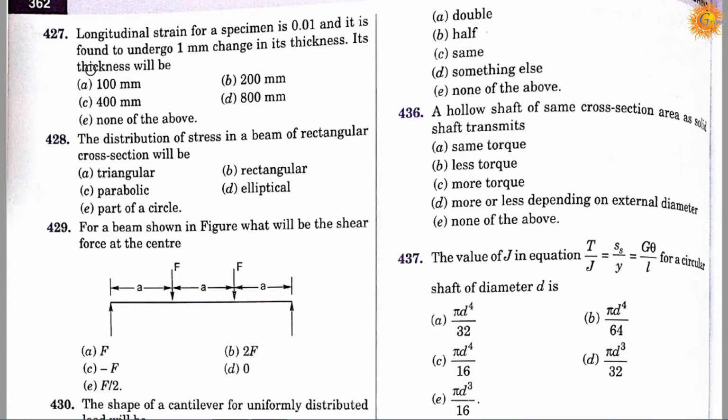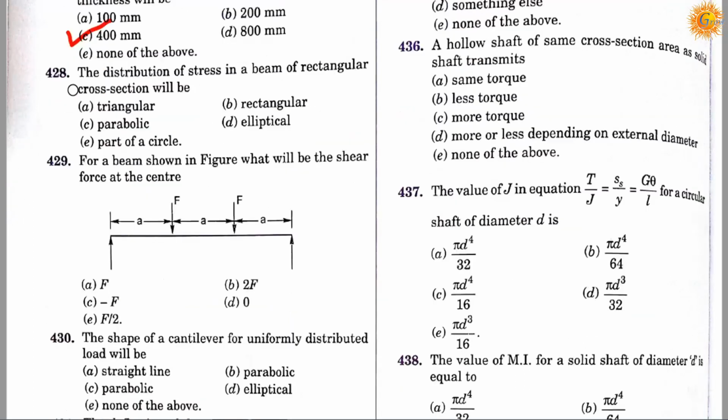Question number 427. Longitudinal strain for a specimen is 0.01 and it is found to undergo 1 mm change in its thickness. Its thickness will be option A 100 mm, option B 200 mm, option C 400 mm, option D 800 mm, and option E is none of the above. Correct answer C, it will be 400 mm.